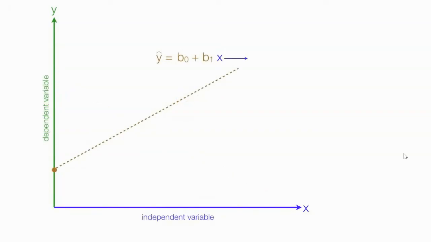The x is the independent variable. The y is the dependent variable. The x is what we control, what we manipulate, what we change. And the dependent variable is the outcome.